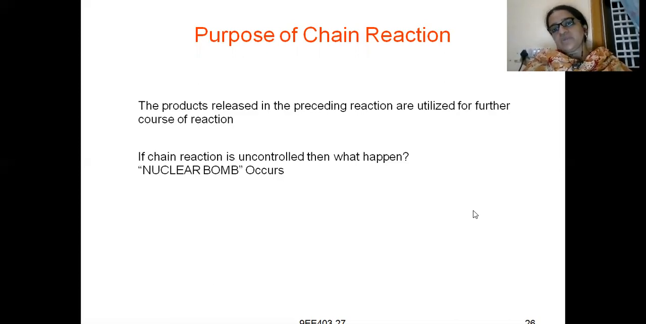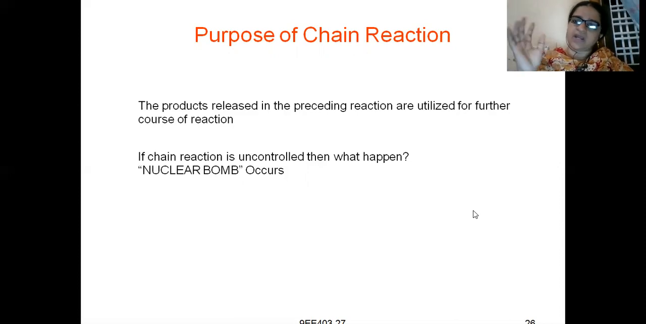Coming to some more explanation about chain reaction. What happens if a chain reaction is uncontrolled? If three have turned into nine, and nine into 27, now again 27 will turn into 81. Similarly, 3 power 4, 3 power 5, and so on it will happen. It will not stop by its own. We need to stop it.